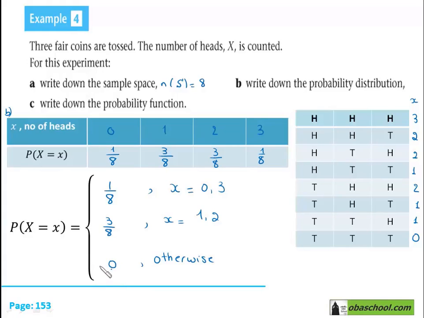Now you know how to construct the sample space when you have 3 coins by using the tree diagram. And you learned how to construct the probability distribution and then to translate it into the form of a function. We use the braces when we have different probabilities. We write the probability, then comma, then we write the values for this probability.